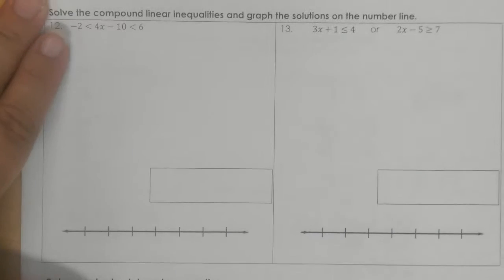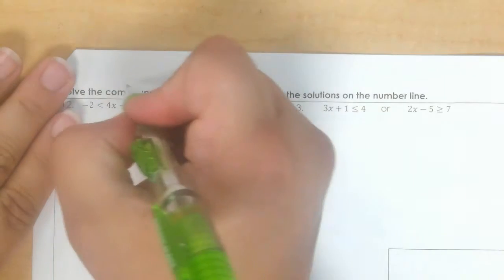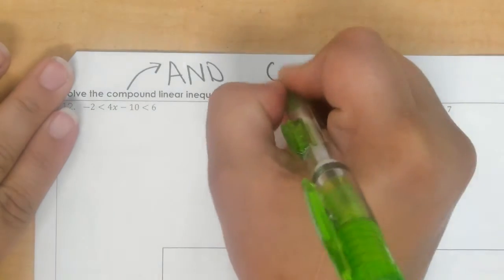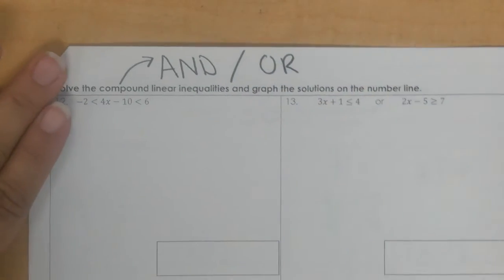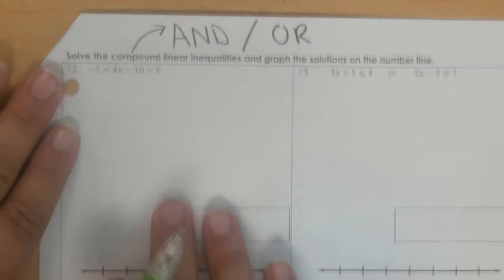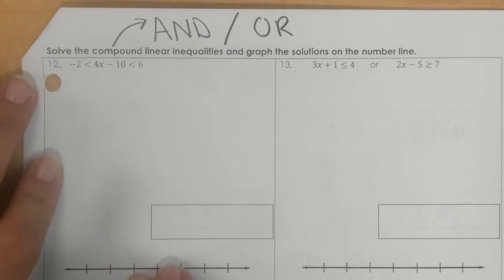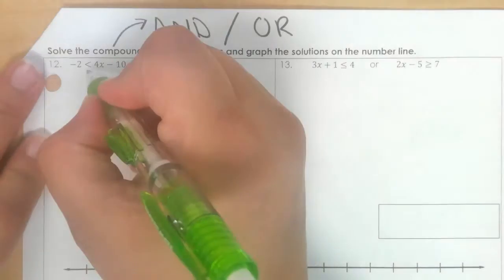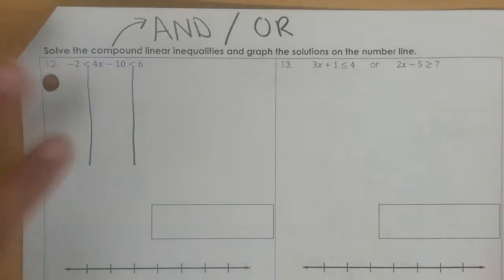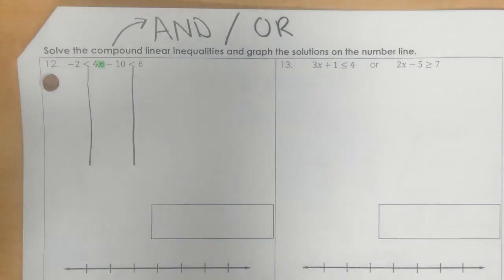Okay, for 12 and 13, we have our compounds. Okay? Our compounds were either ands or ors. Okay? So and is here, or is over here. So for and or, we need to solve it, and then we need to graph it. Okay? So for and, we have two lines that we can draw. Okay? And your goal is to get that x by itself.